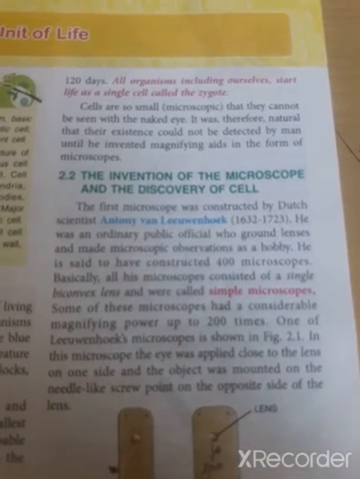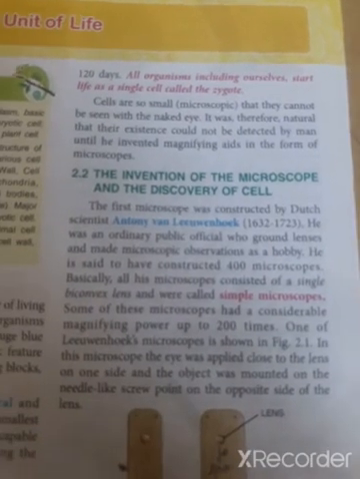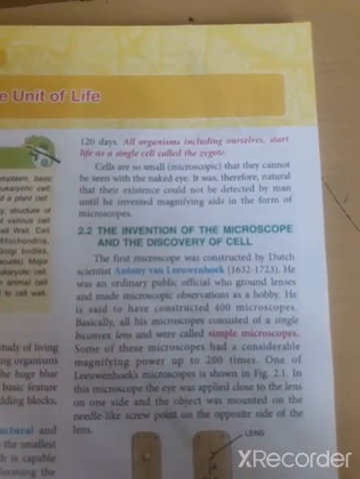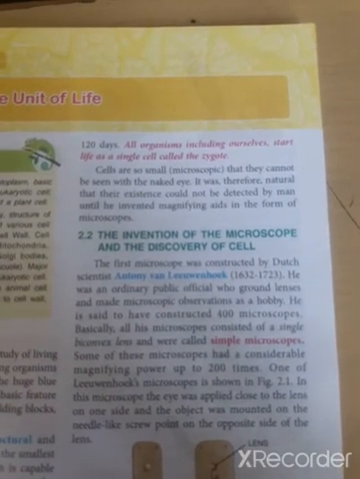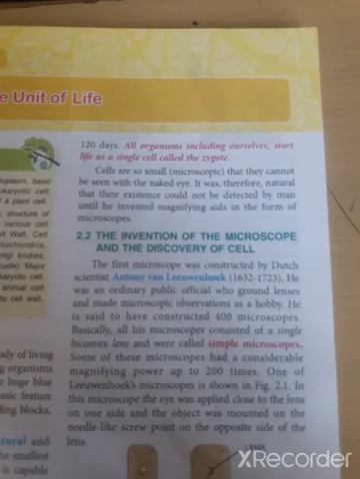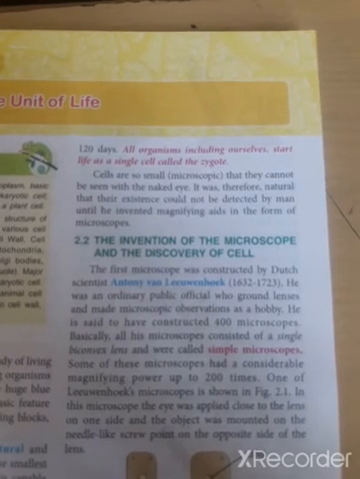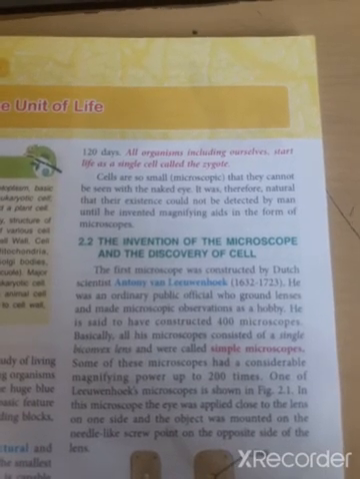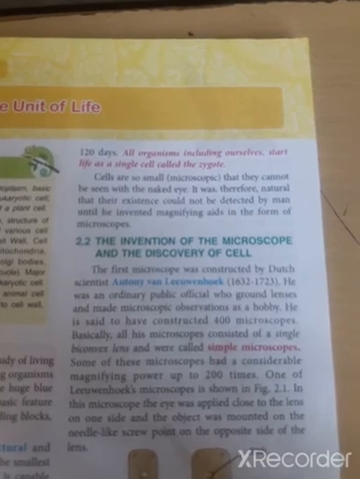The first microscope was constructed by a Dutch scientist, Antony van Leeuwenhoek. He was an ordinary public official who ground lenses and made microscopic observations as a hobby. He constructed almost around 400 microscopes. Basically, all his microscopes consisted of a single biconvex lens and they were known as simple microscopes. Those microscopes had a magnifying power of 200 times. Magnifying power means they can enlarge the structure of a cell up to 200 times.